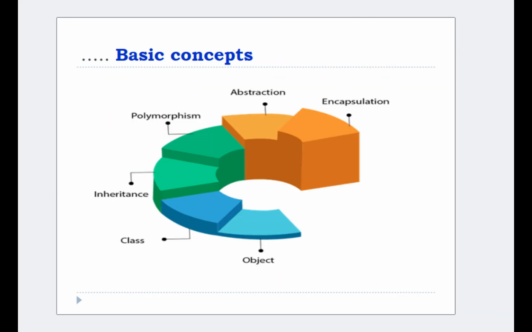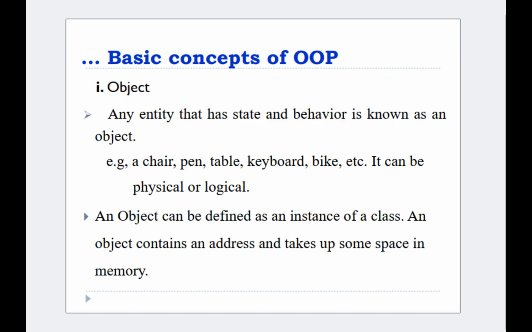Basic concepts of OOP 1. Object and entity. Any entity that has state and behavior is known as an object, e.g. a pen, table, keyboard, bike, etc. It can be physical or logical. An object can be defined as an instance of a class. An object contains an address and takes up some space in memory.